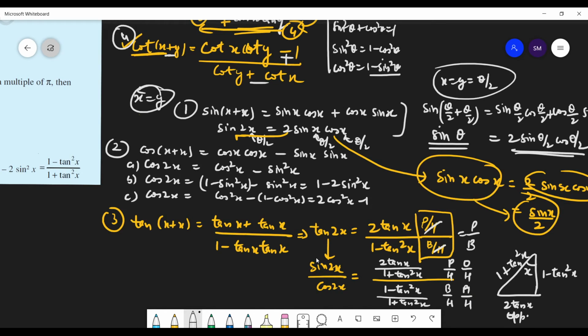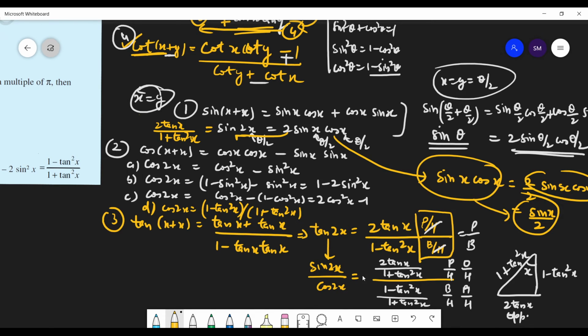So students, you now have two formulas for sine 2x. One will be 2 tan x upon 1 plus tan square x. And for cos 2x you already have three formulas, and the fourth one is cos 2x equals 1 minus tan square x divided by 1 plus tan square x.